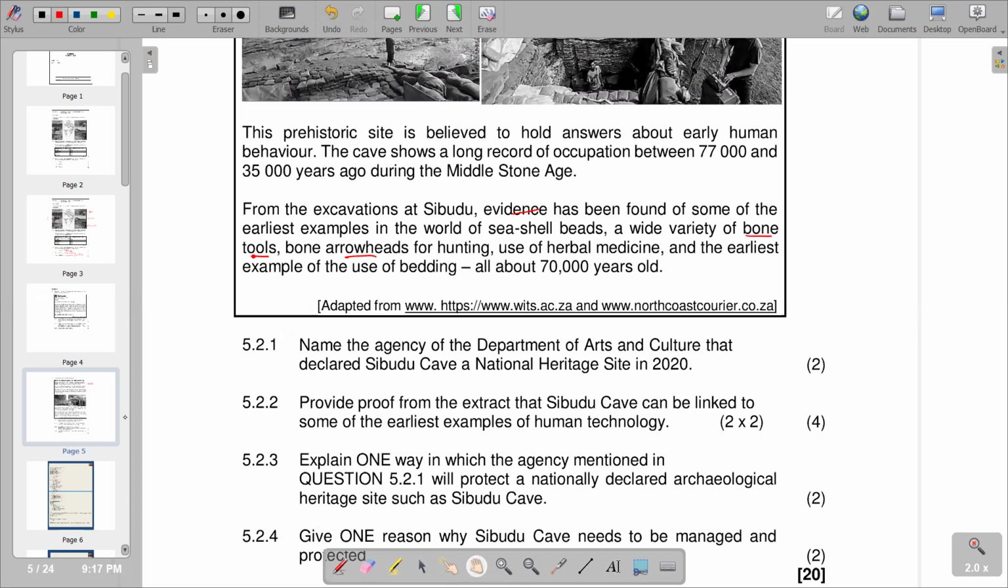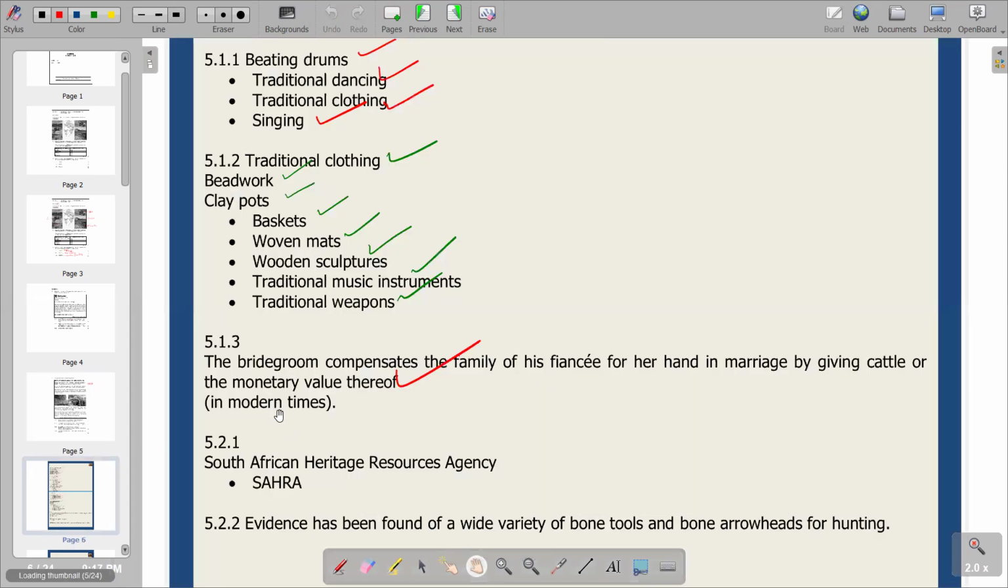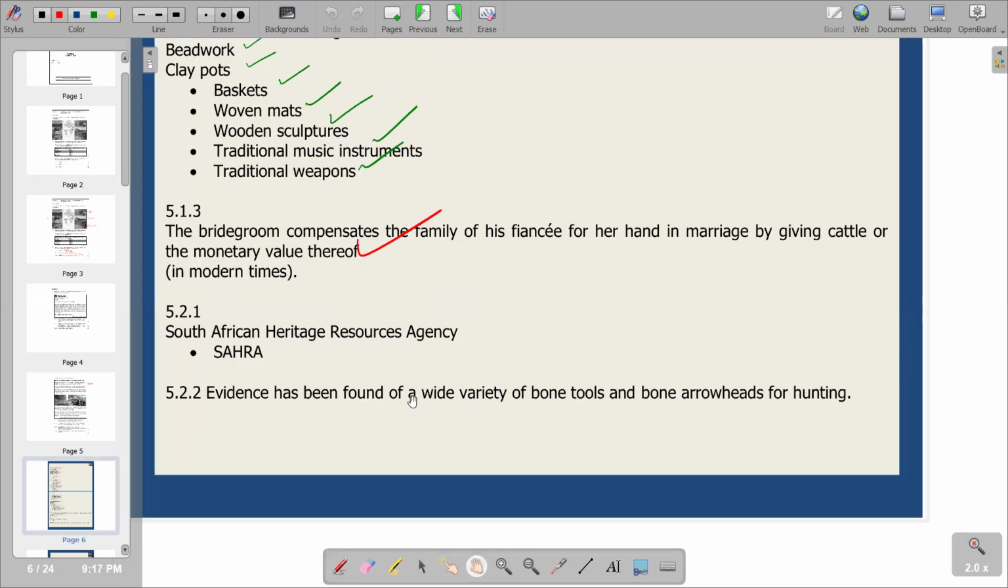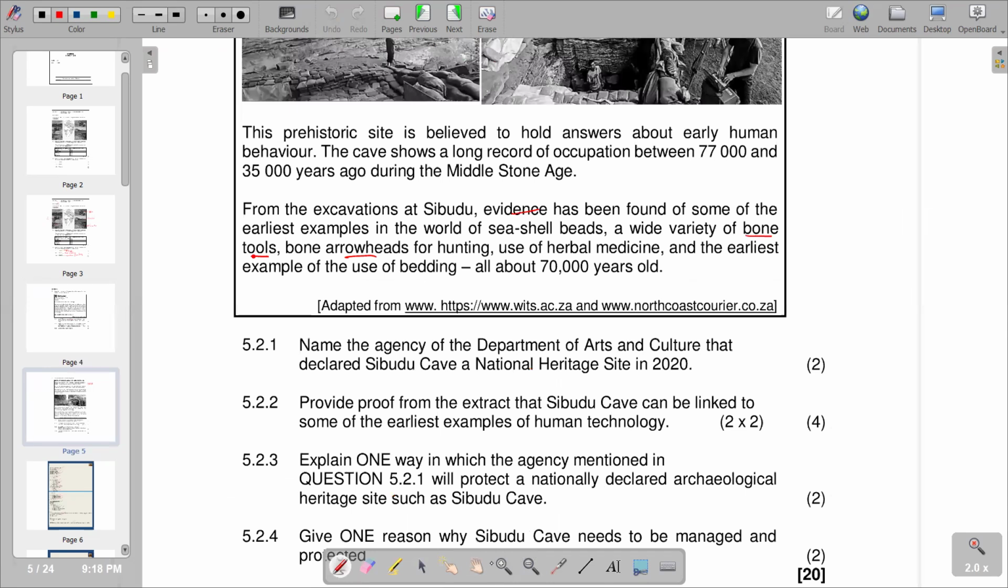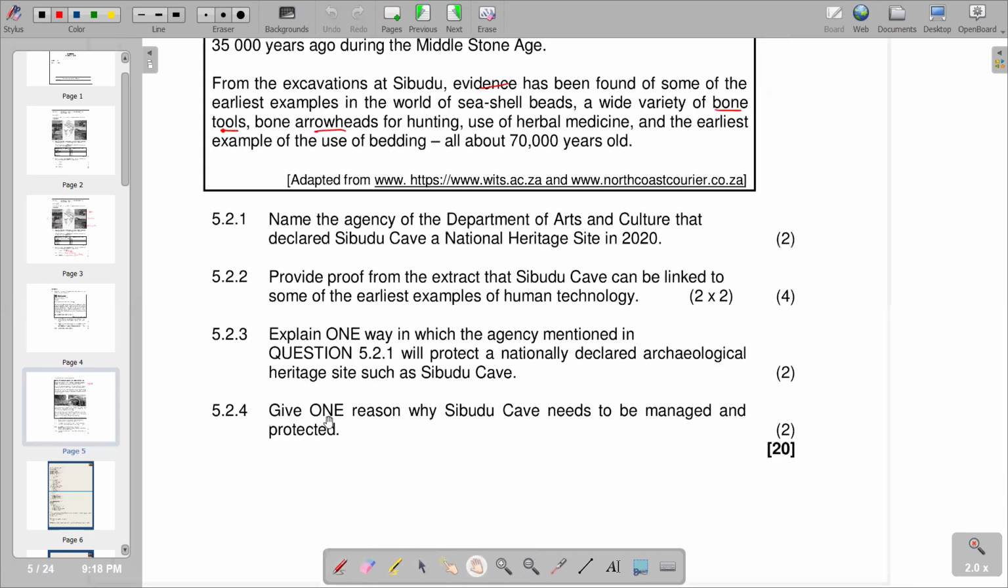So we go to 5.2.2 according to the responses that we have. According to this video, it is saying evidence has been found for a wide variety of bone tools and bone arrowheads for hunting. So basically, that's the response that we have. And then we try to see again the next part of the question.